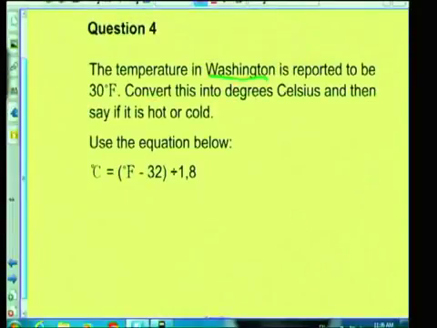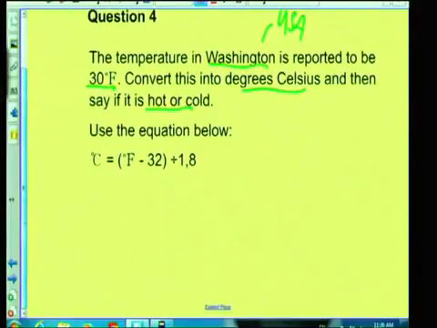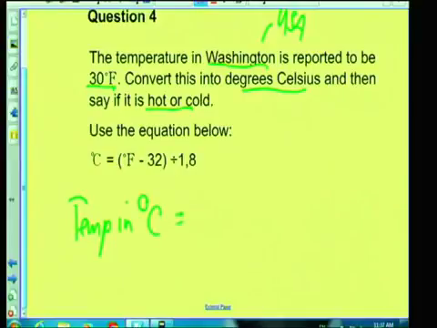We're told that the temperature in Washington, in the United States, probably the USA, is reported to be 30 degrees Fahrenheit. We're told to convert this into degrees Celsius and then say if it's hot or cold. They've even given us the formula, and we want to just be able to work that out. So the first thing we're going to do is say temperature in degrees Celsius is equal to the original temperature, which was 30 degrees Fahrenheit.